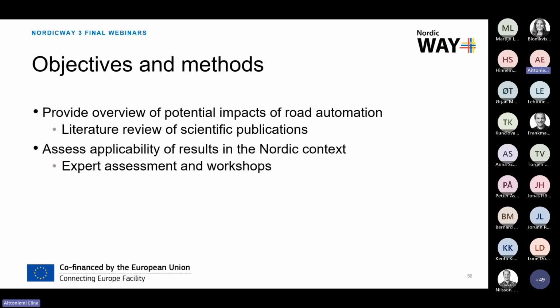So the study that I am talking about had two main objectives. One was to provide an overview of the potential impacts of road automation. This was done by reviewing scientific publications. And the other objective was to assess the applicability of these results in the Nordic context. That was done with expert assessment and workshops.